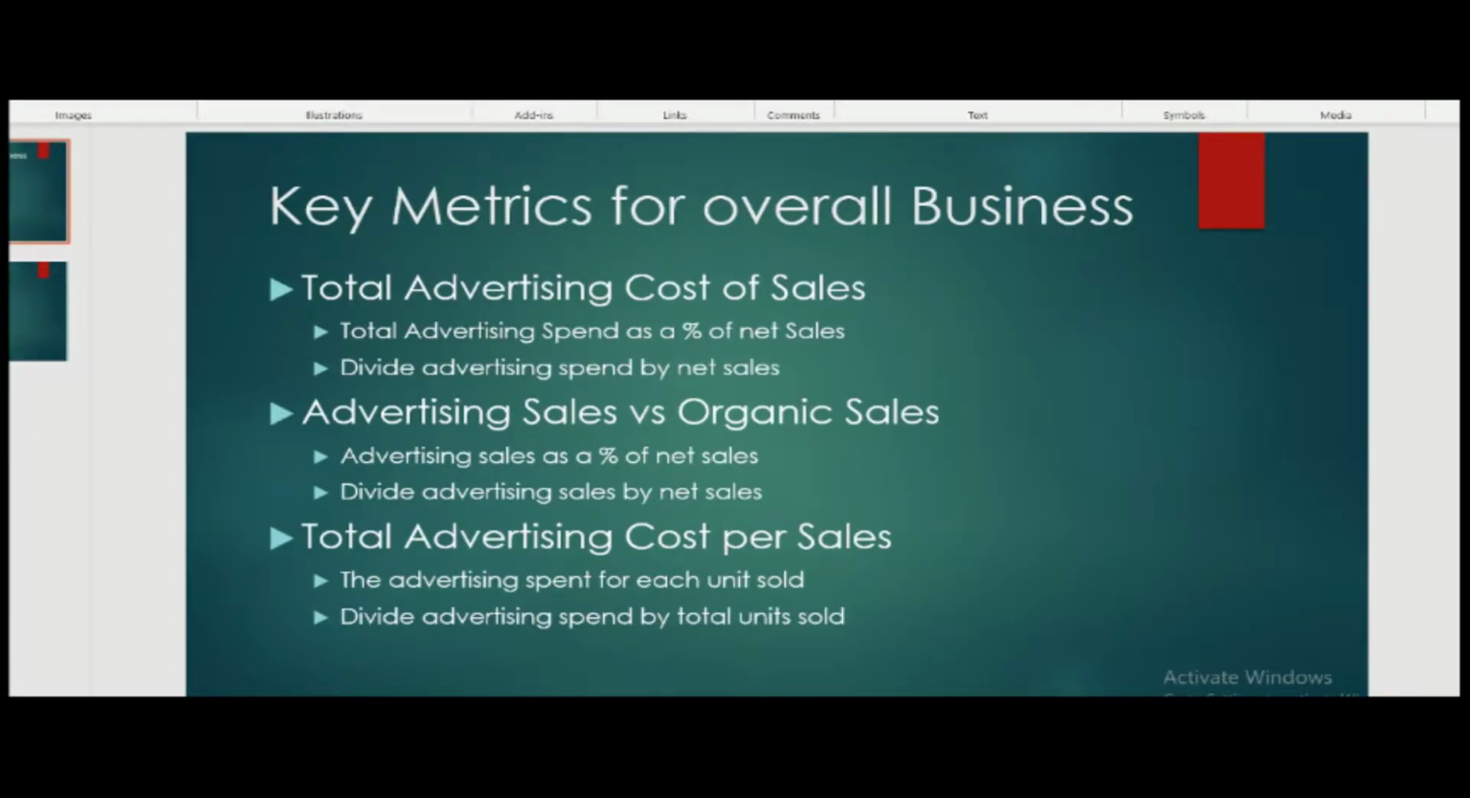These next metrics we're going to talk about look at our overall business and really have a stronger correlation on our overall profits. The first one is your total advertising cost of sales. Just like your advertising cost of sales, it's taking your advertising spend and dividing it by sales, but in this case, it's going to be your net sales and not just your advertising sales.